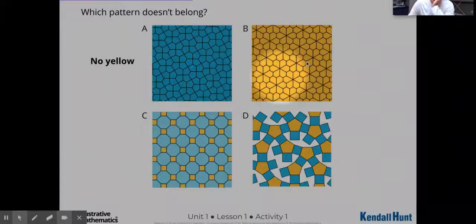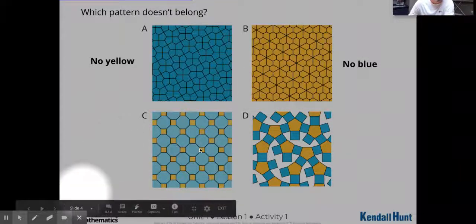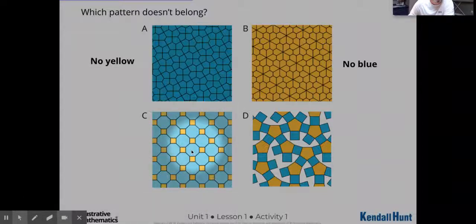That's blue. Do you see any blue on this one? Yeah, I sure do. Do you see blue on the B? No. Right, there's no blue on that one. Now this one is a lot different than these two. Do the shapes look the same on this one? Kind of, but not really, right?